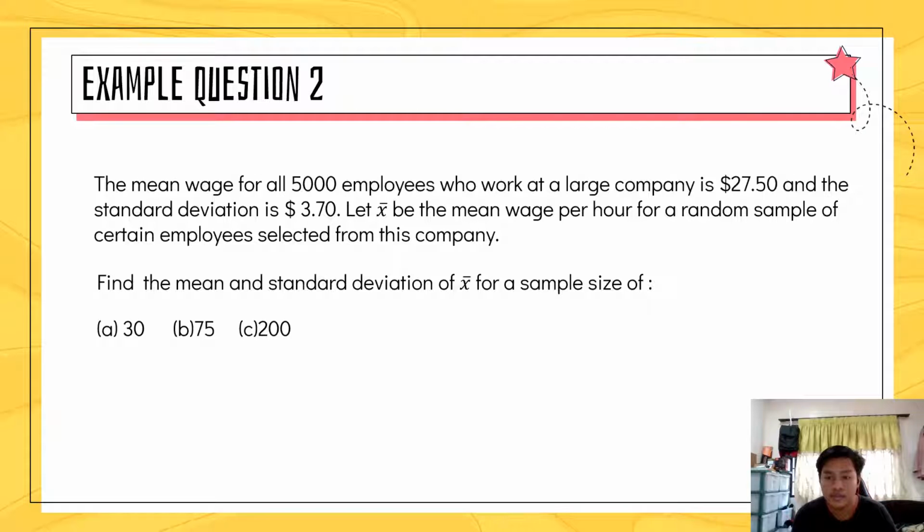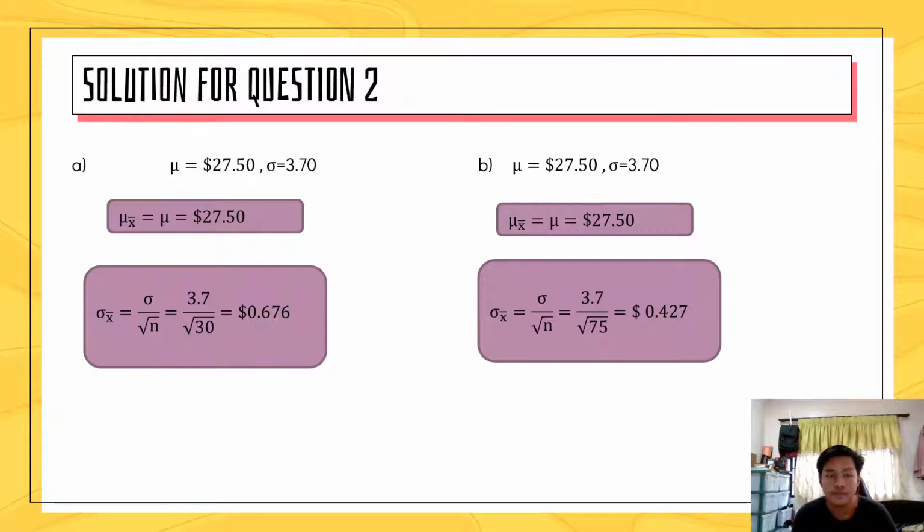So the question requires you to find the mean and the standard deviation for these different sample sizes. A is 30, B is 75, and C is 200. So let's take a look at the answer. So this is the solution for question 2.